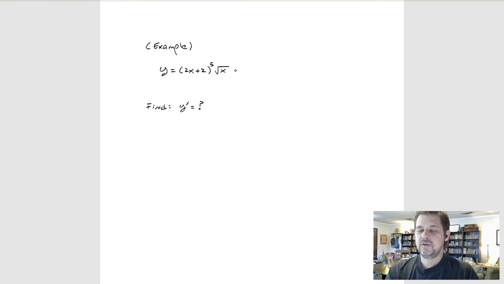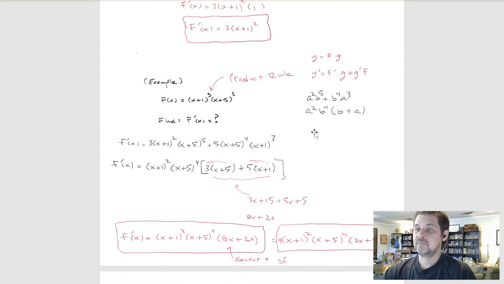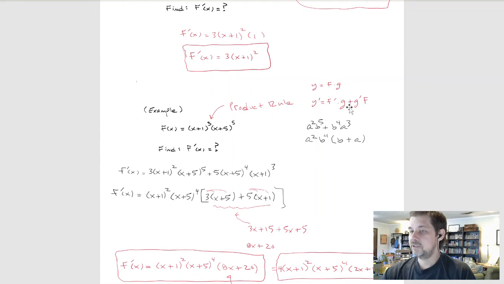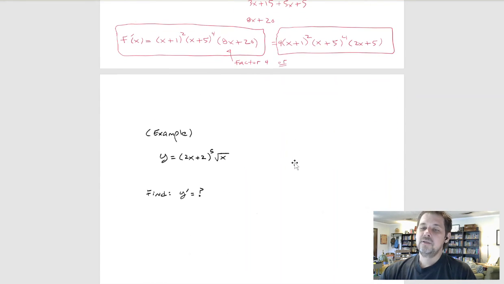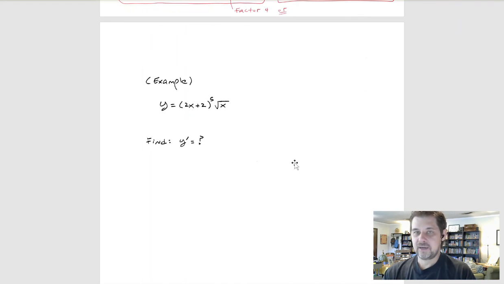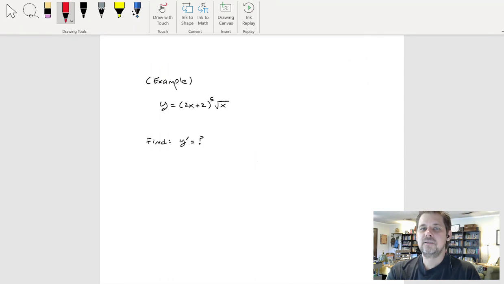When I use the product rule, I'm going to have to find the derivative of this first function times the second one as it is, plus the derivative of the second times the first. That's the way the product rule works. Product rule is f prime g plus g prime f. So how about I work that out ahead of time? Okay, let's see. Let's do like this.